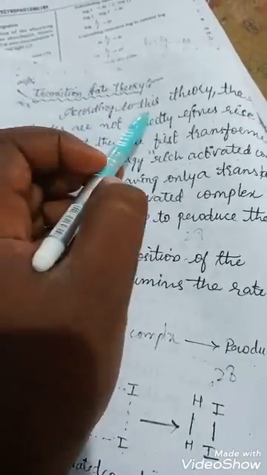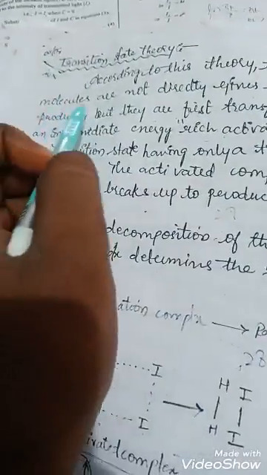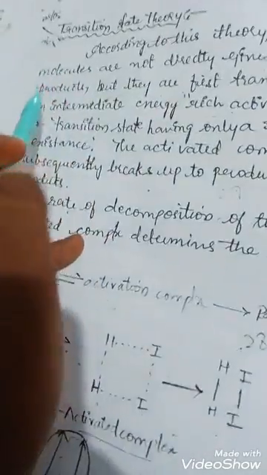So this is very important, students. According to this theory, the reactant molecules do not directly give rise to products.